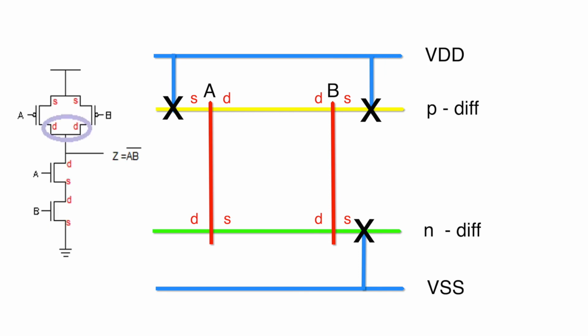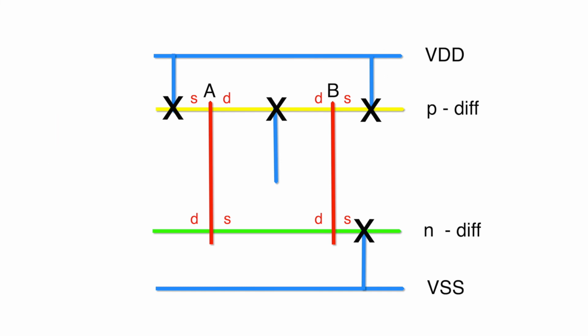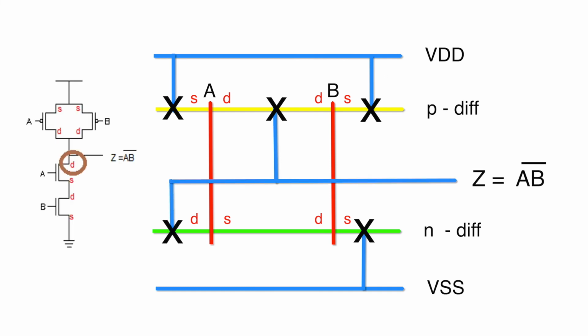G. Place the output connection. Pull-up network: trace a blue line vertically to represent the metal 1 from D for both poly A and poly B to connect to the output. Don't forget to put a contact X. Pull-down network: trace a blue line vertically to represent the metal 1 from D of poly A to connect to the output. Don't forget to put a contact X.